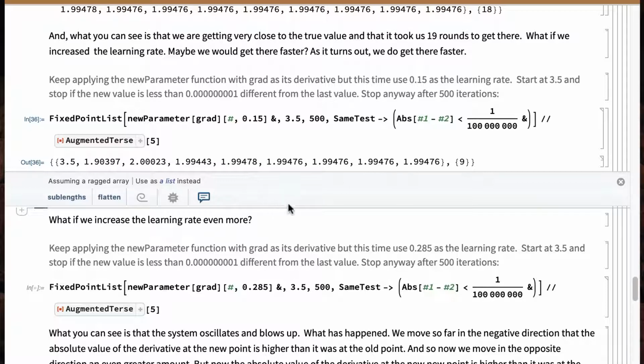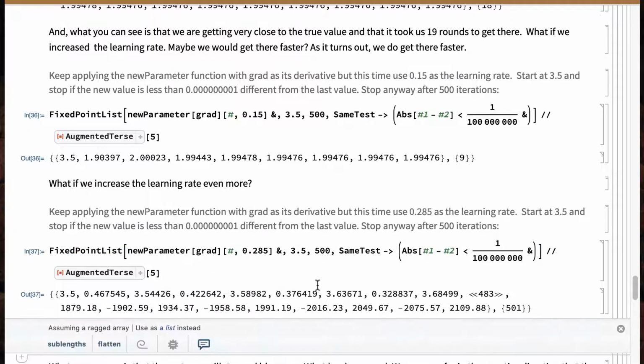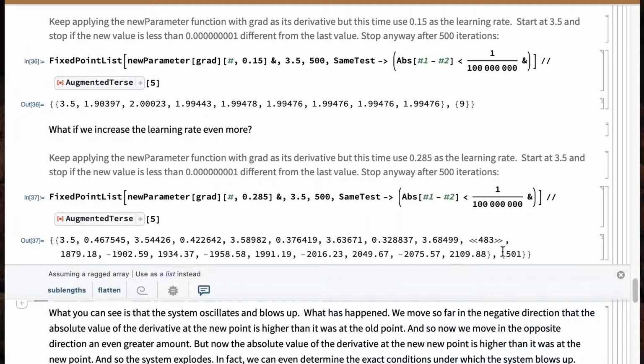Great. Well, if banana steps are good, maybe giant steps are even better. Let's increase the learning rate to, oh, I don't know, 0.285 and run that. And it's taken 501 steps, so I bumped up against my abort cutoff, and it looks to me like it's blowing up. It's oscillating back and forth and getting bigger and bigger and bigger.